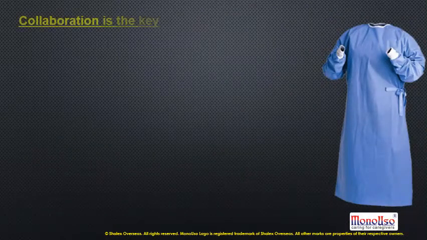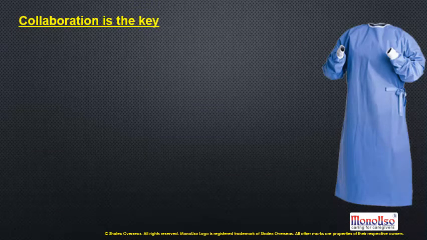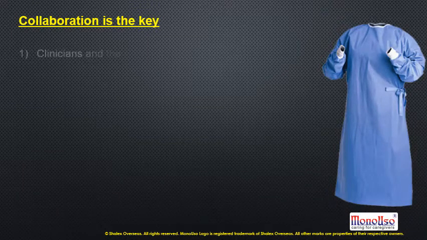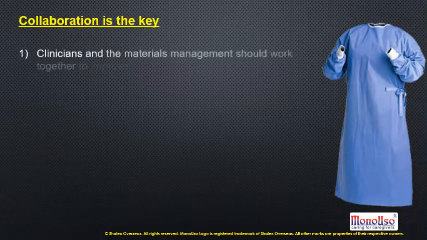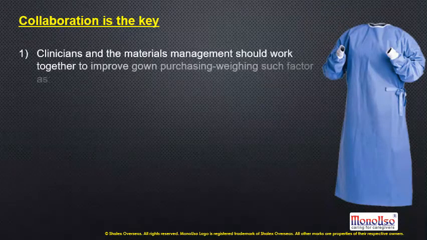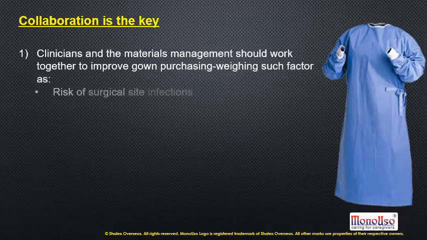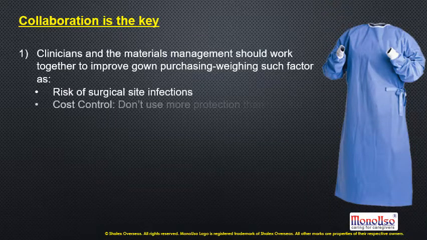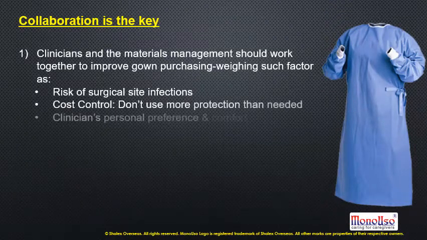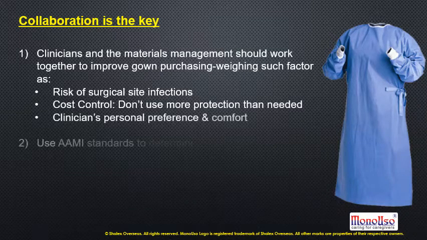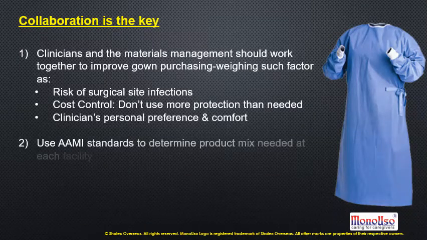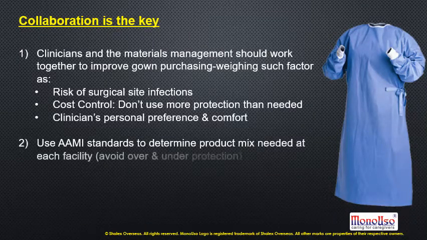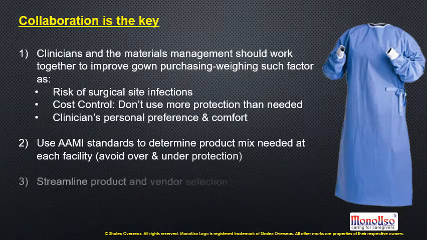Collaboration between healthcare workers and materials management staff plays a crucial role for choosing the right surgical gown to be used for each procedure. Healthcare workers and materials management staff shall weigh the specifications of surgical gowns by analyzing the risk of surgical site infections and fluid control. They must take care not to increase the cost by using overprotection, and comfort of the healthcare workers shall be taken care of while choosing the gown.